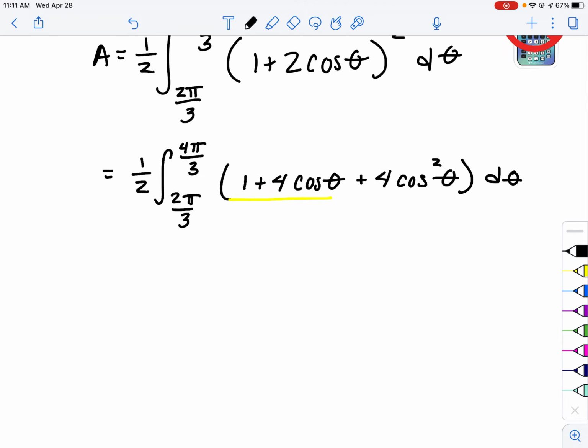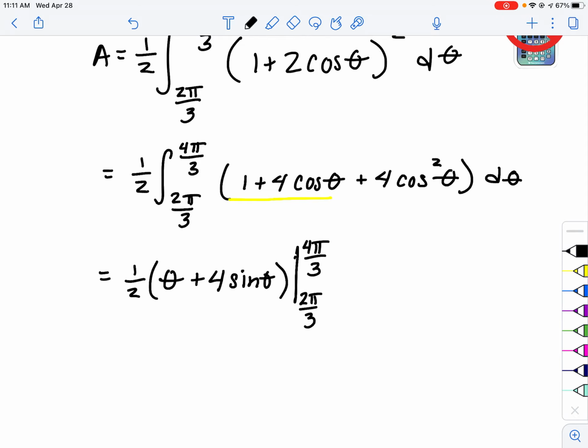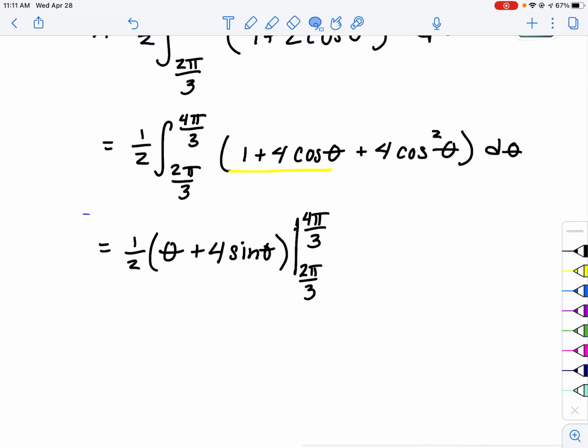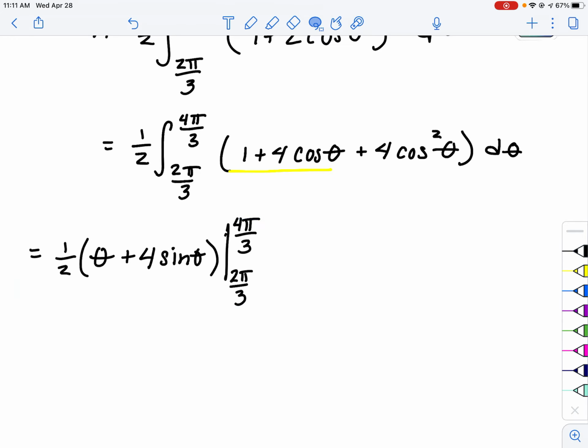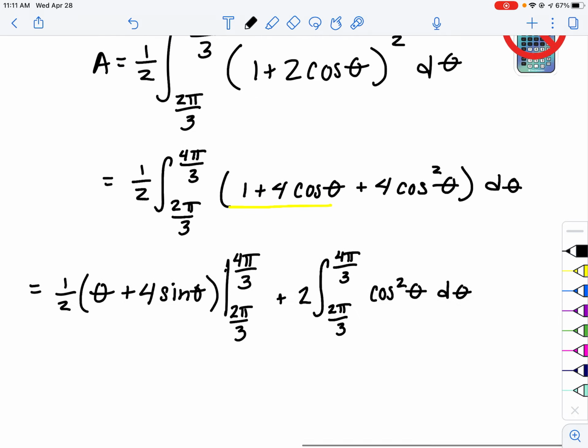The first two terms are really easy to integrate, so let's go ahead and integrate those. We're going to get 1/2 times theta plus 4 sine of theta, evaluated from 2 pi over 3 to 4 pi over 3. I'm just going to make a little bit more space for myself here. Let's move this over. And then we need to add 1/2 times 4, which is 2, times the integral from 2 pi over 3 to 4 pi over 3 of cosine squared of theta, d theta.